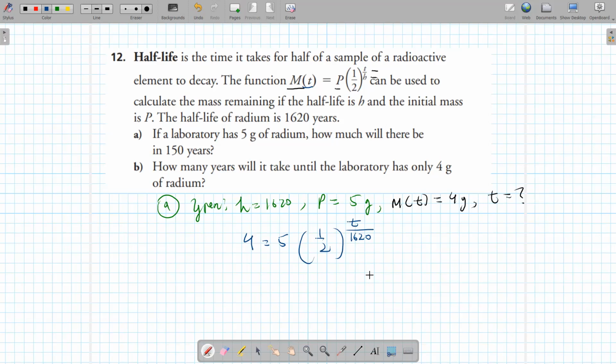You divide by 5. Yeah, that's right. You would get 4/5 or 0.8. Now what?